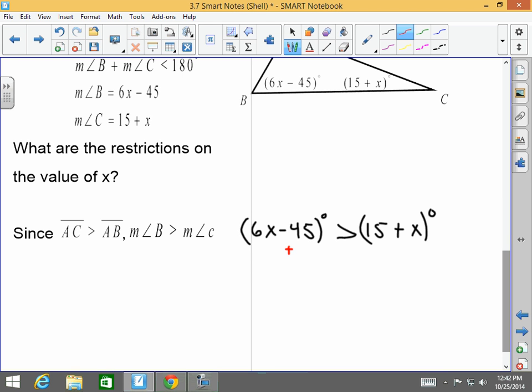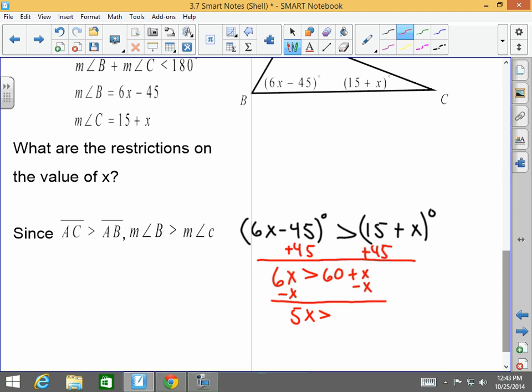We're going to add 45 to both sides, giving me 6x is greater than 60 plus x. Subtract x from both sides, giving me that 5x is greater than 60. And when I divide both sides by 5, I know that x must be greater than 12. Okay?